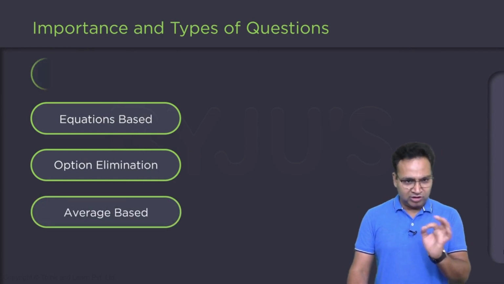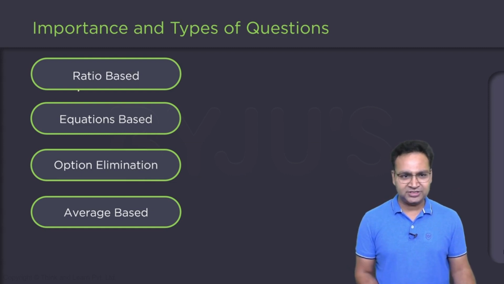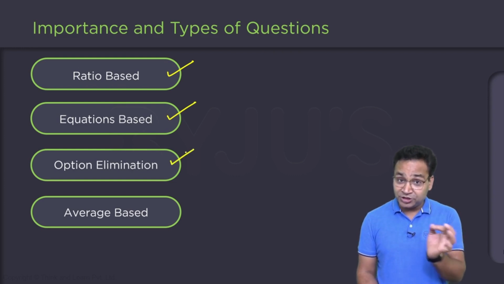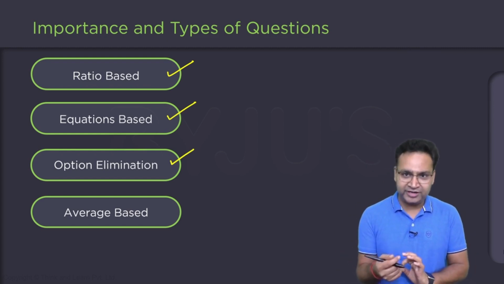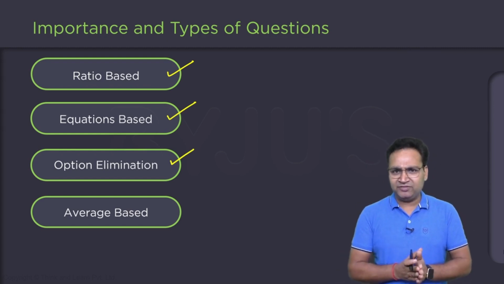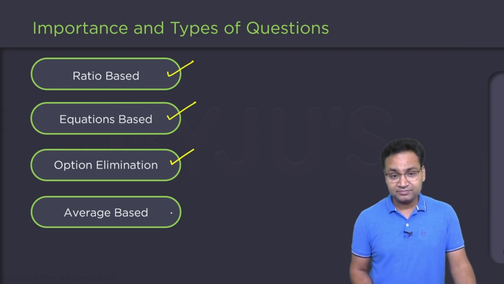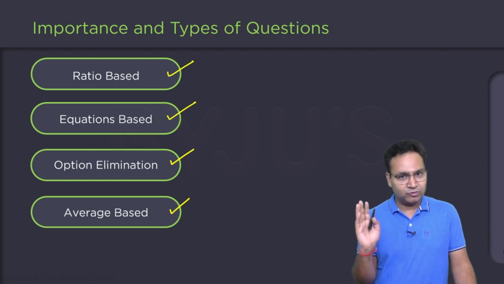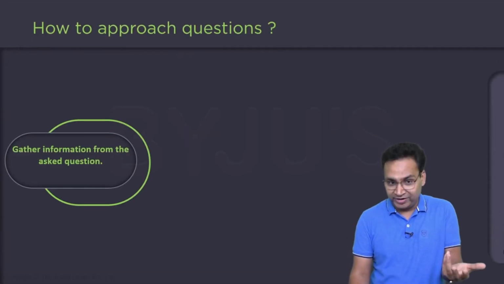Now, when you talk about the importance and type of questions, there are primarily 4 types of questions. Either they are based on ratio, or they are based on equations, or they are based on option elimination. Yes, this is one of the very important approaches or tricks or methods that can save you time in many questions, especially when answer options are given. And the question can be based on average. Right, let's move on to the next thing, that is how to approach questions.